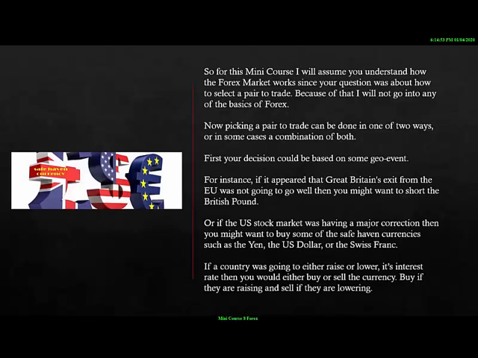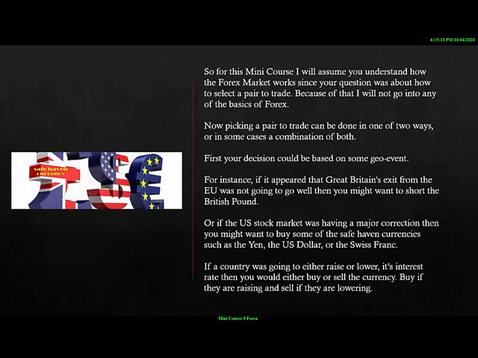So for this mini course, I will assume you understand how the Forex market works, since your question was about how to select a pair to trade. Because of that, I will not go into any of the basics of Forex. Now, picking a pair to trade can be done in one of two ways, or in some cases, maybe a combination of both. First, your decision should be based on some geo event.